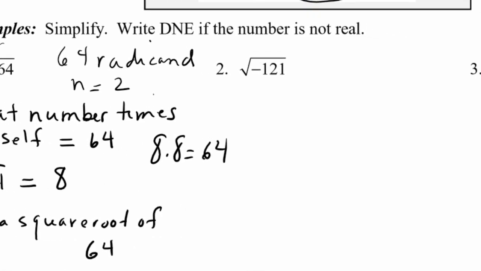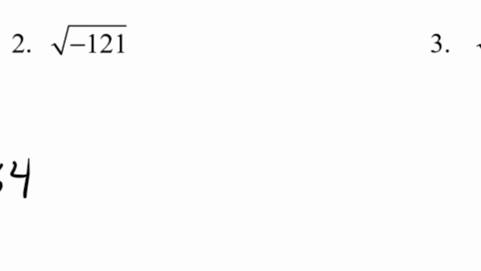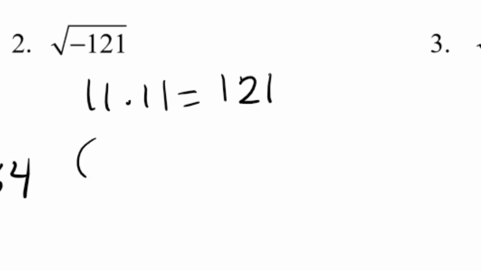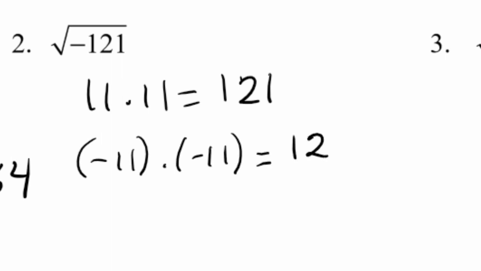Okay, in problem number 2, we're looking for the square root of negative 121. So what number times itself will give you a negative 121? Now, some of you may be thinking, well, I know 11 times 11 is 121, right? 11 times 11 is 121. But our radicand is negative, so we can't say that the square root of negative 121 is 11. What about negative 11? Well, negative 11 times negative 11 would still give us a positive 121. So is there any way that we're going to be able to multiply a number times itself and get a negative 121? The answer is no, right?